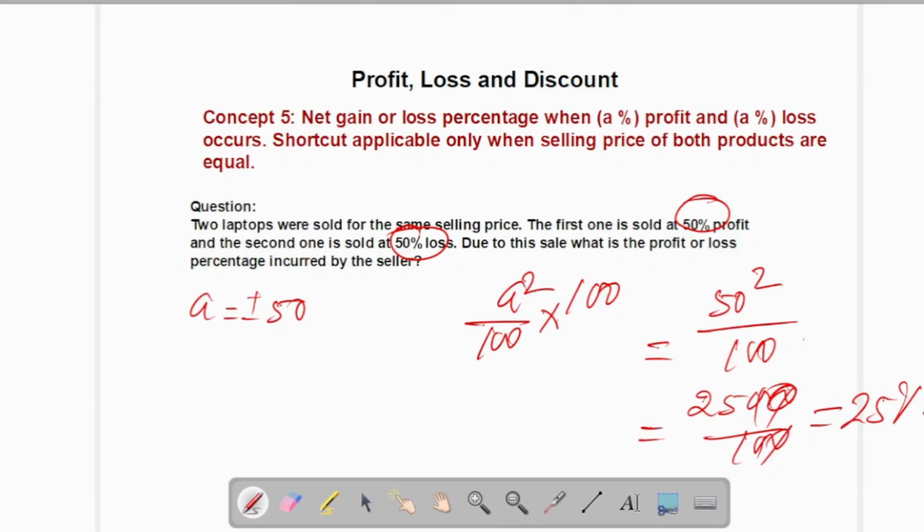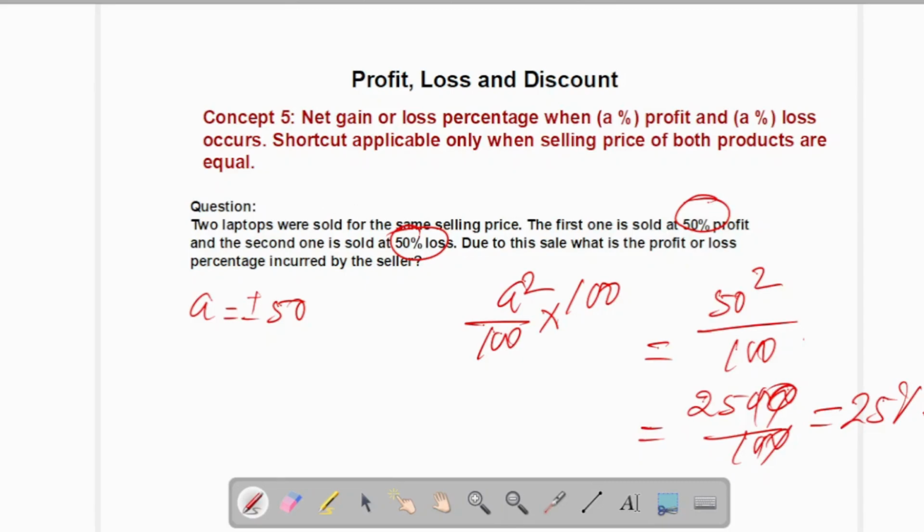How can we know it is losses? Because we are making profit and then we are making losses. So overall the net value will be in losses. So we try to calculate the net loss: 50% profit and 50% losses in the second one. So we are making a net loss of 25%.